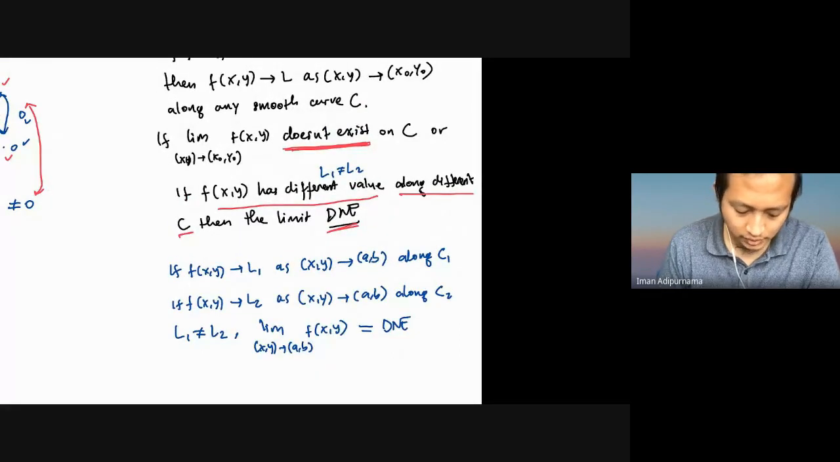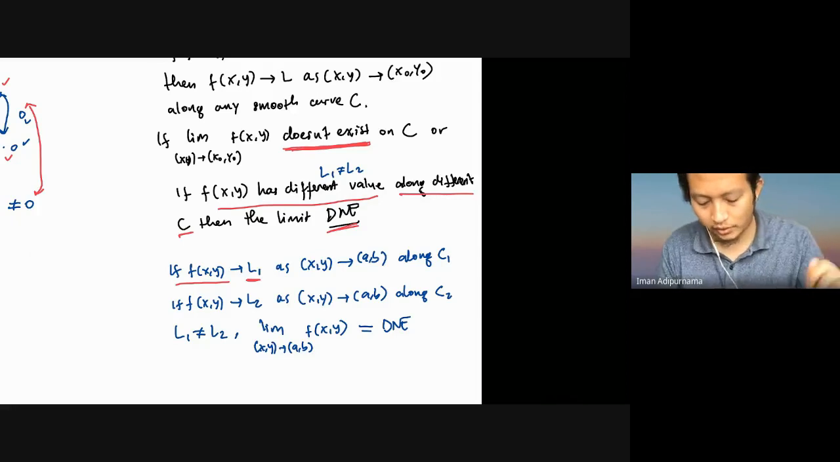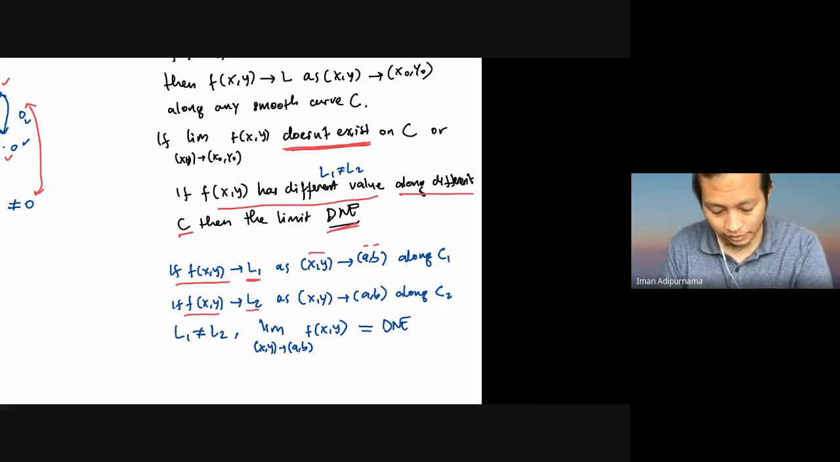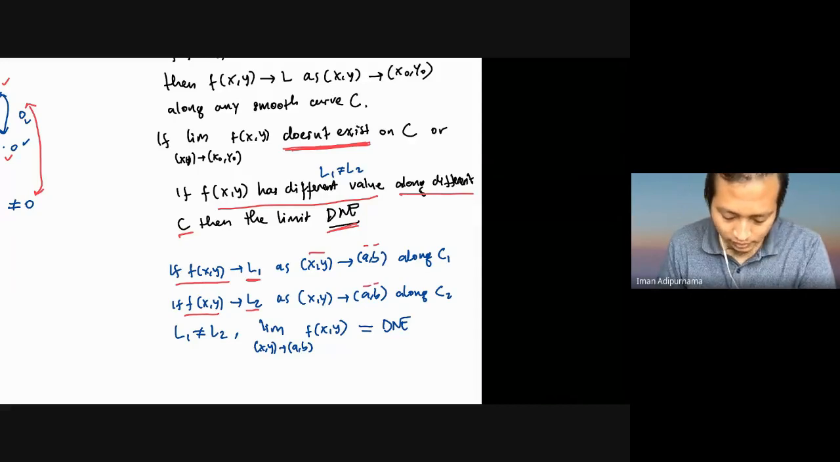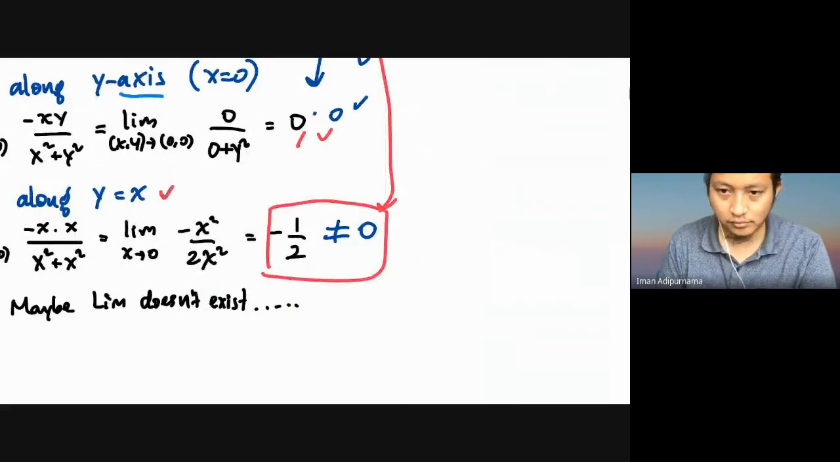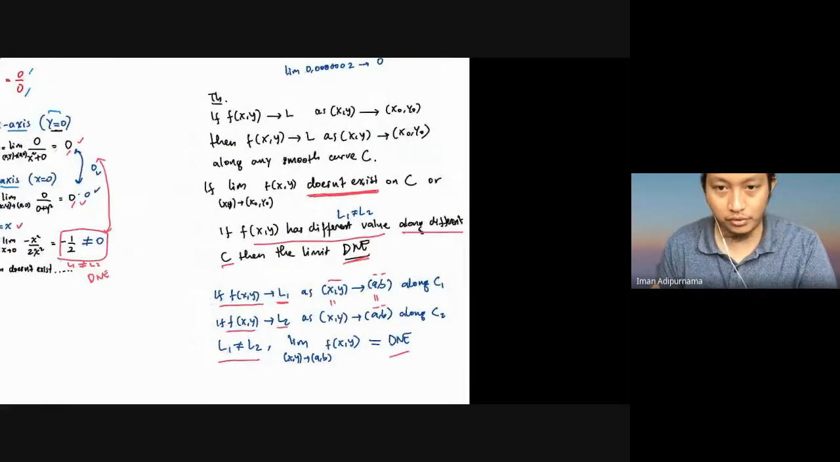more calculable. If you see, if the function is approaching some value L1 as x and y are approaching some point A, B, along this C1, okay, along curve 1. And then another part says that it's also approaching a second value L2, as this is the same coordinate, A, B, but on a different curve. And because L1 is not equal to L2, we say this doesn't exist. This is precisely what we did here. Okay, this is L1, L2. It's not equal, so it doesn't exist. I hope you get it.